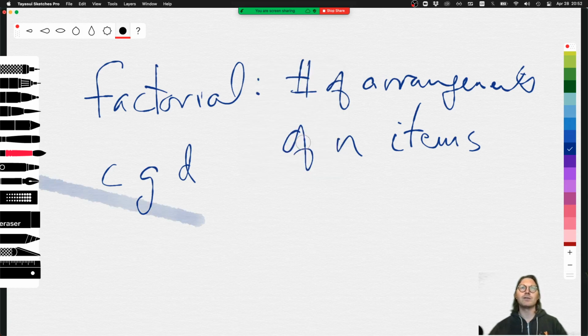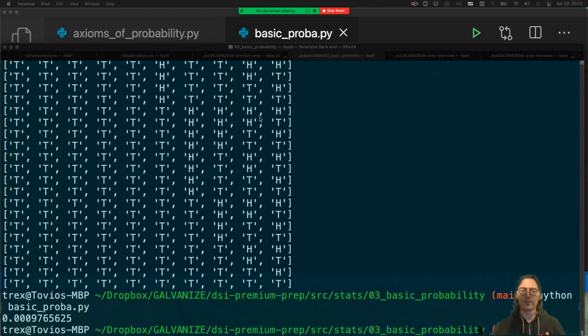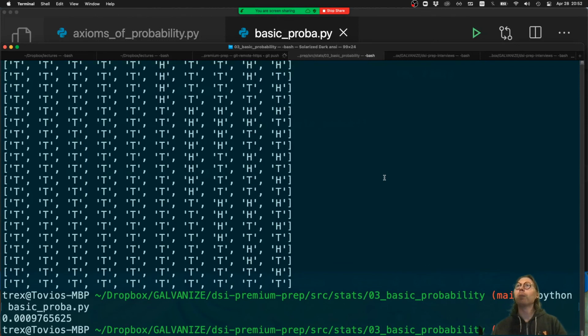Oh my gosh, don't know what that's about. For us, that is the meaning of factorial. Oh, okay. Well, maybe that's a sign.